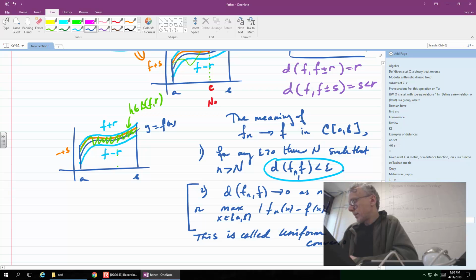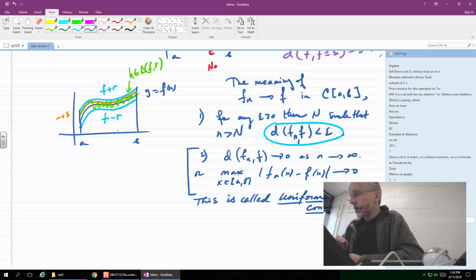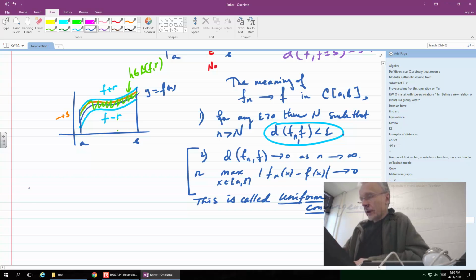Do you see why? What is so uniform about it? Well, this is what we can look at. It is uniform because it's in contrast to pointwise convergence. So let me write it first: pointwise convergence.